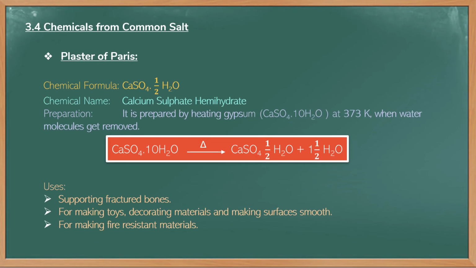The last salt we are studying is plaster of Paris. Its chemical name is calcium sulfate hemihydrate. Is represented by the formula CaSO4·½H2O. It is prepared by heating gypsum at 373 Kelvin, when water molecules get removed. The chemical equation is represented here.